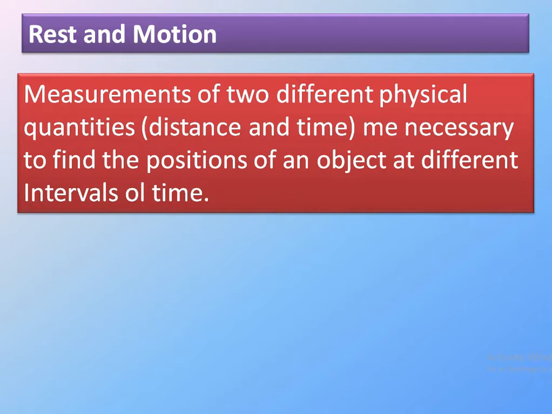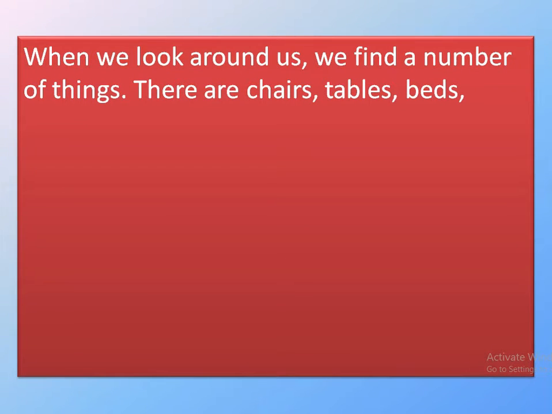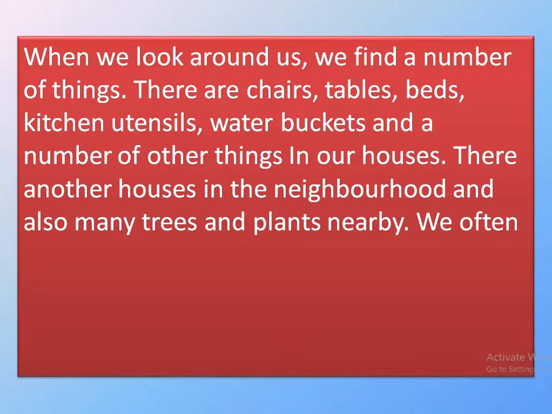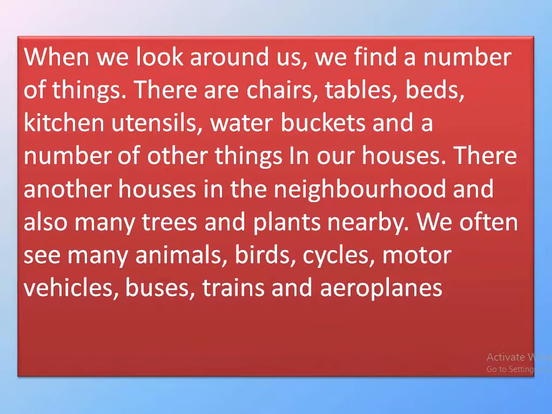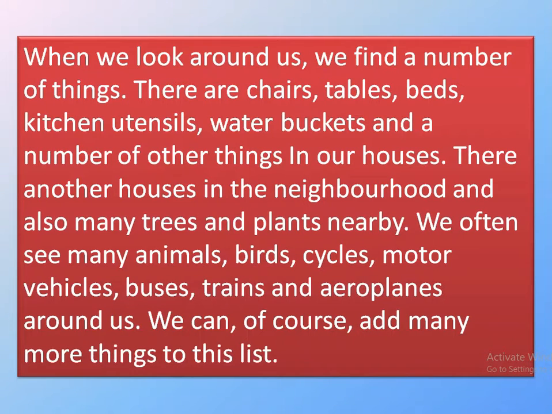Measurement of two different physical quantities, distance and time, is necessary to find the positions of an object at different intervals of time. When we look around us, we find a number of things. There are chairs, tables, beds, kitchen utensils, water buckets, and a number of other things in our houses. There are other houses in the neighborhood and also many trees and plants nearby. We often see many animals, birds, cycles, motor vehicles, buses, trains, and aeroplanes around us. We can, of course, add many more things to these lists.